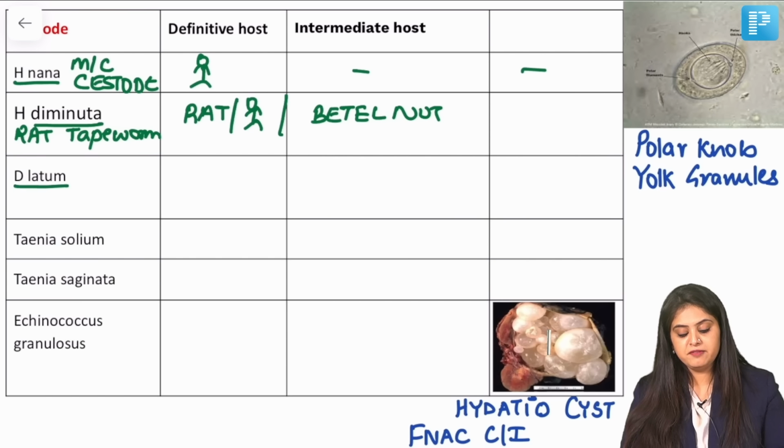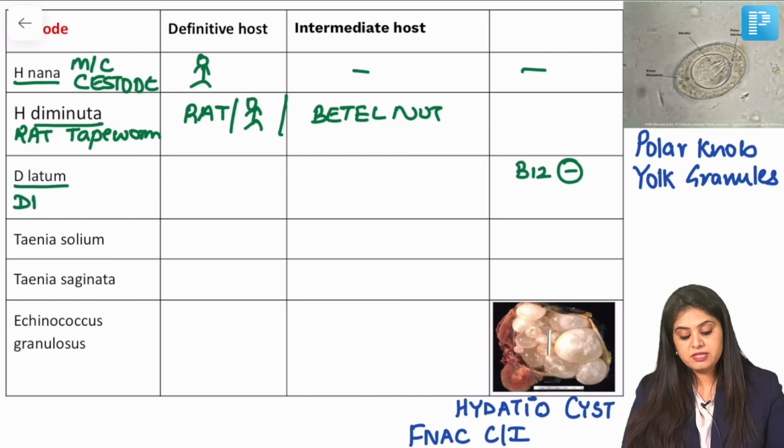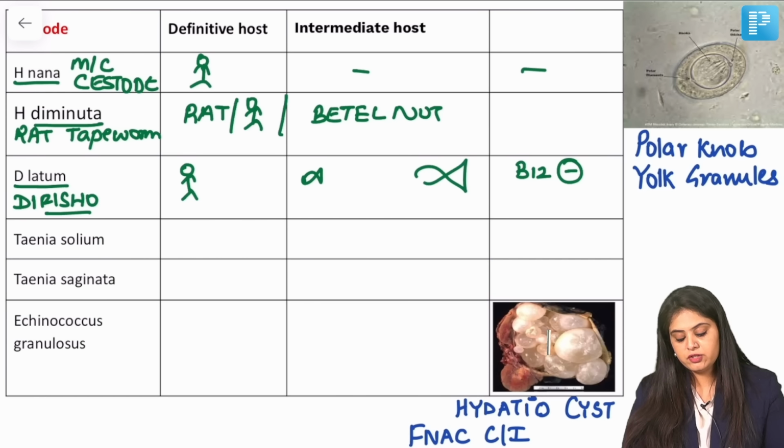Then comes Diphyllobothrium latum. Remember, we studied that it causes B12 megaloblastic anemia. Now, Diphyllobothrium latum can be learnt as Diphishobothrium latum. Reason being that the first definitive host is human being, and then there are two intermediate hosts like chota fish and bada fish.